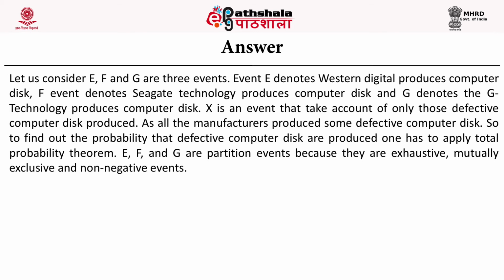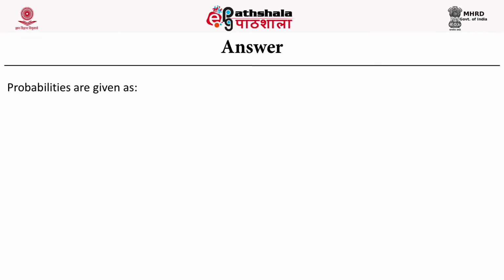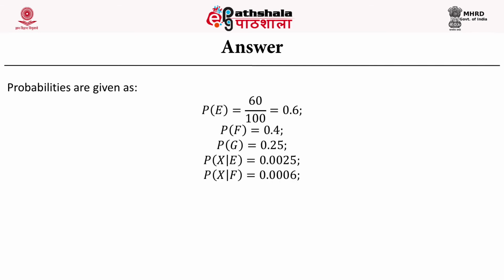All of the manufacturers produce some defective computer disks. So to find out the probability that defective computer disks are produced, one has to apply the total probability theorem. E, F and G are partition events because they are exhaustive, mutually exclusive and non-negative events. So probabilities are given here as probability of E is equal to 0.6, probability of F is equal to 0.4, and probability of G is equal to 0.25. Probability of X given E is equal to 0.0025, probability of X given F is equal to 0.006, and probability of X given G is equal to 0.005.